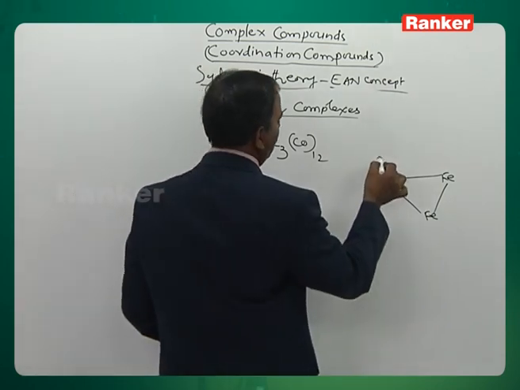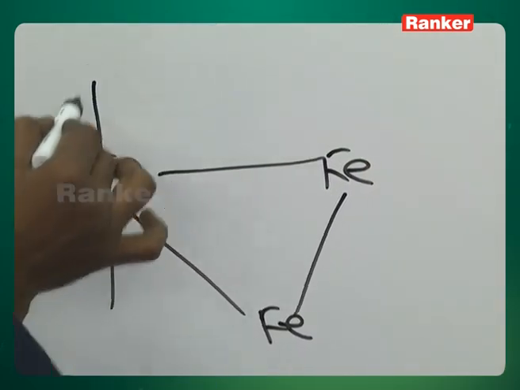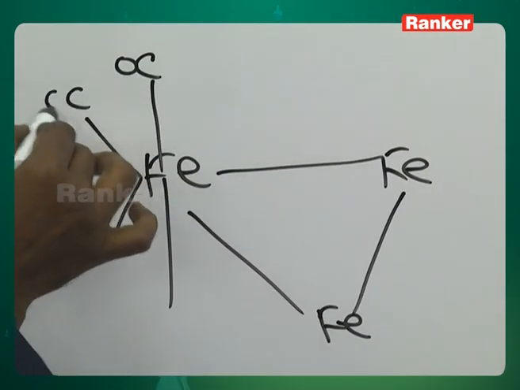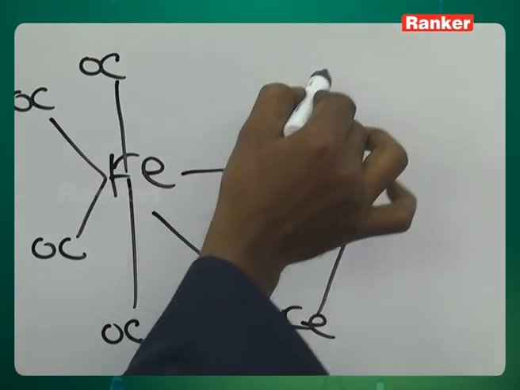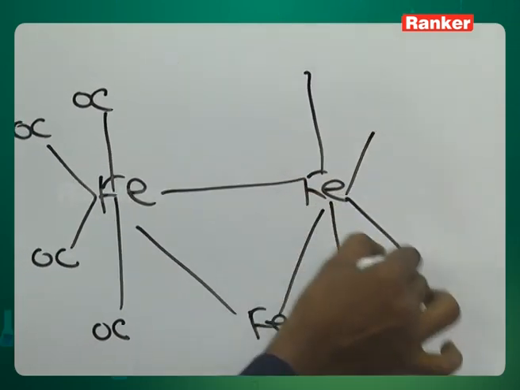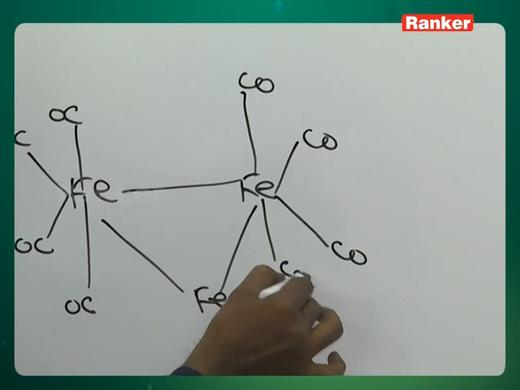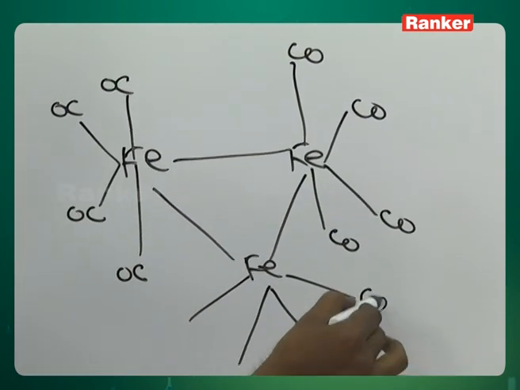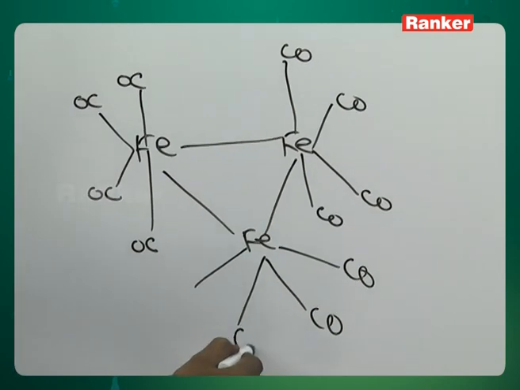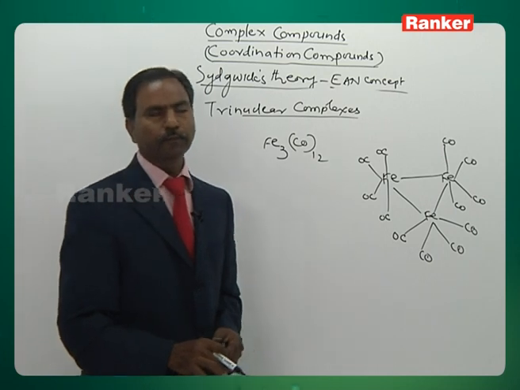And each is linked to 4 carbonyls like this, 1, 2, 3 and 4. And the next one, CO, 4 carbonyls again. This is also linked to 4 carbonyls. This is how 12 carbonyls are linked to 3 metal atoms.